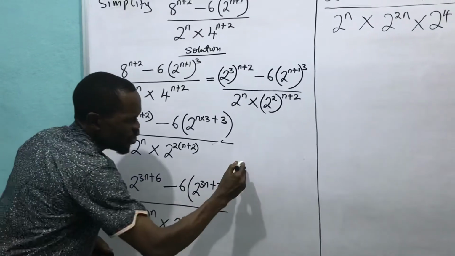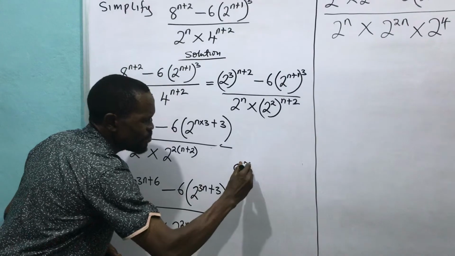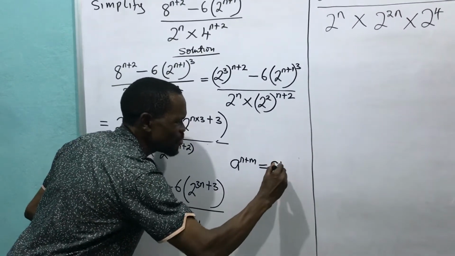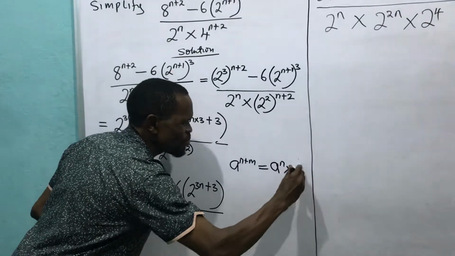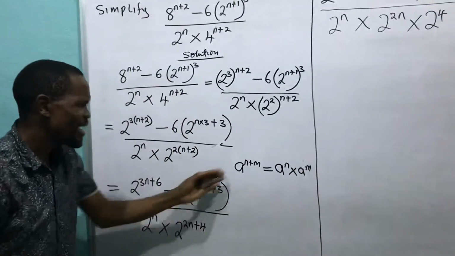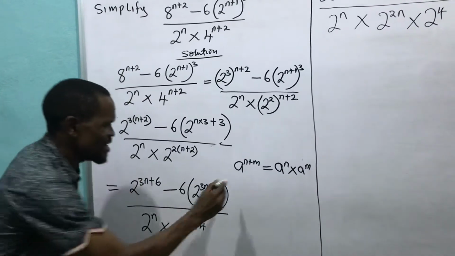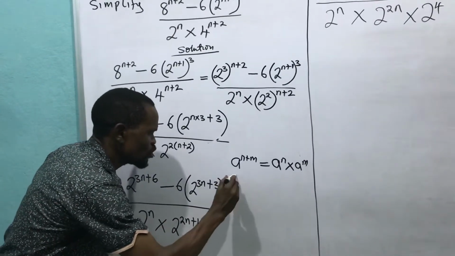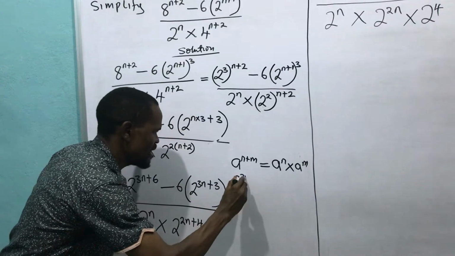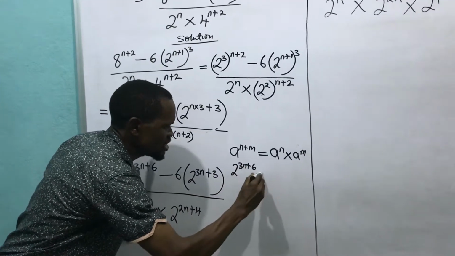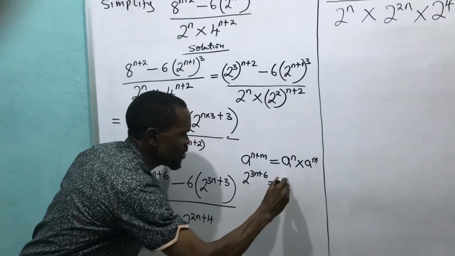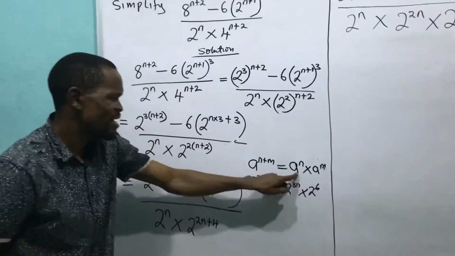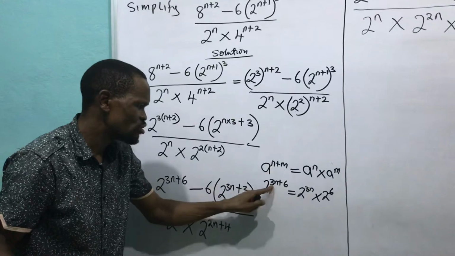You remember our law: a raised to power n+m can be expanded by saying a raised to power n times a raised to power m. You remember? It can be expanded. Therefore this one, which is 2 raised to power 3n+6, is the same thing as 2 raised to power 3n times 2 raised to power 6. That's what I did here. Look at it. This n is 3n.